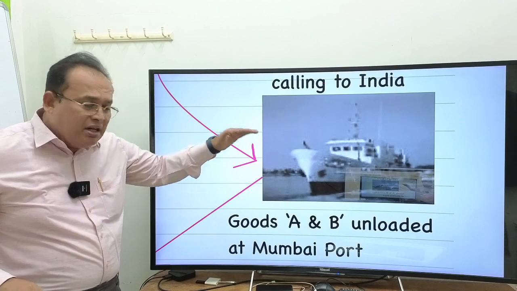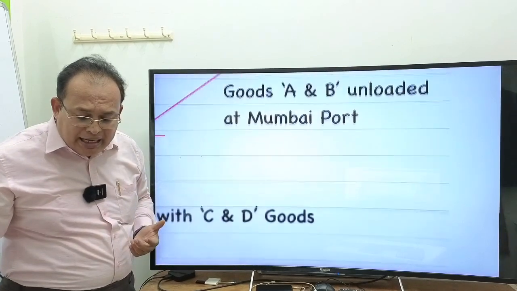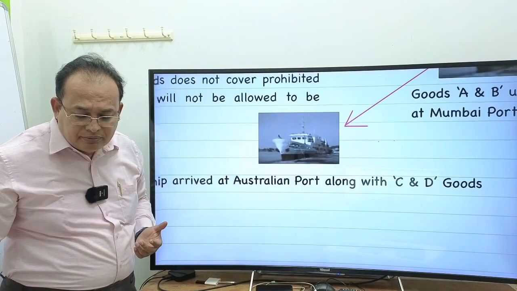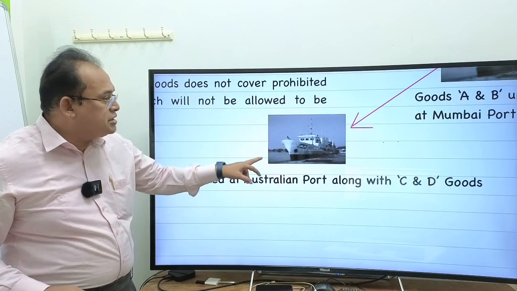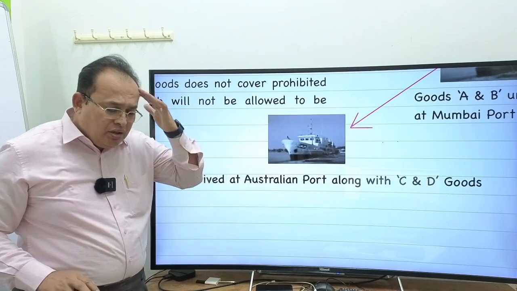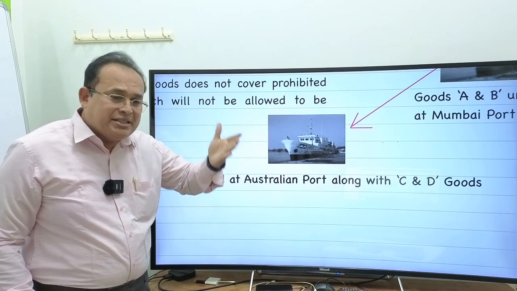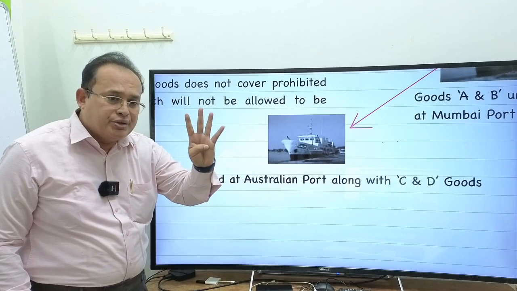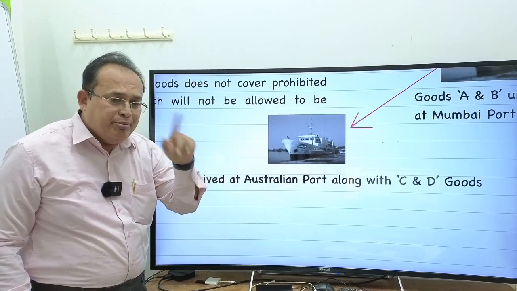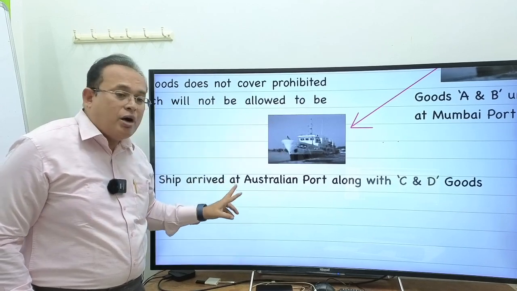I mean to say, it is going to the other country called Australia, with the goods of product C and D. Now, the actual goods sailed from USA are A, B, C, D, four goods. Unloaded at the Mumbai port in India are A and B. C and D remain in the vessel, which is destined to outside India.